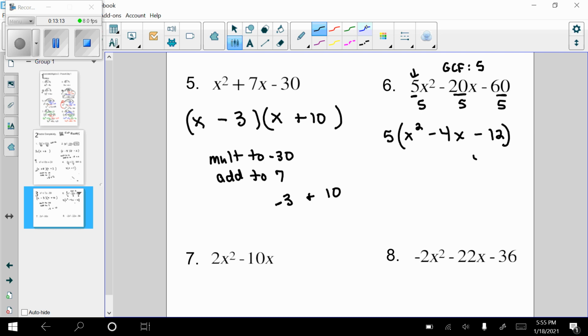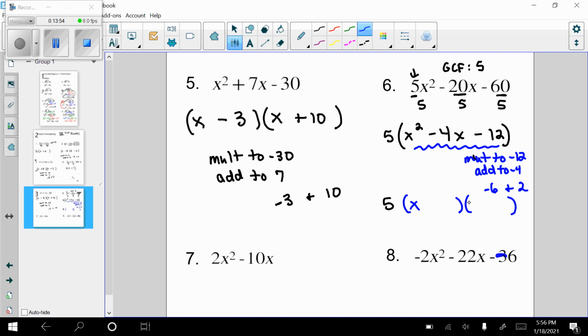So now I look to see, this is why the directions say factor completely. I look to see if I can factor that again. So do I have 2 numbers that multiply to negative 12 and add to negative 4? If you think about your multiples of 12, that's going to have to be a 6 and a 2. And I need a negative 4 in the middle, so my 6 has to be negative. So that helps me out with my 2 binomials. Don't forget to put the 5 in the front.